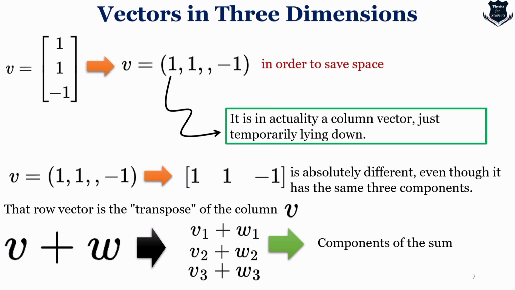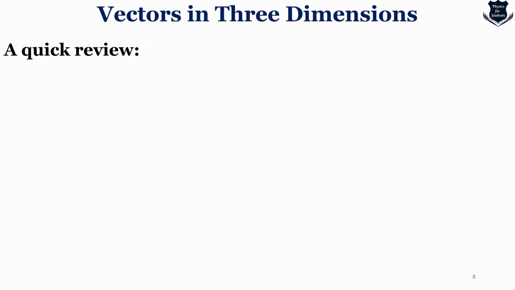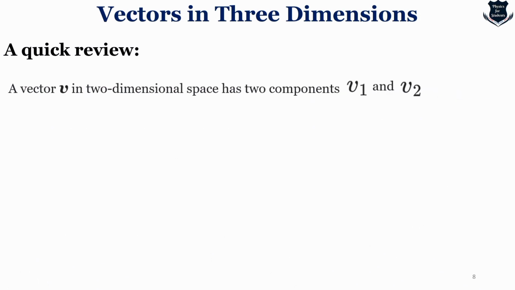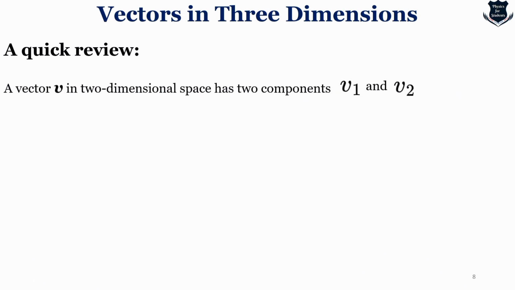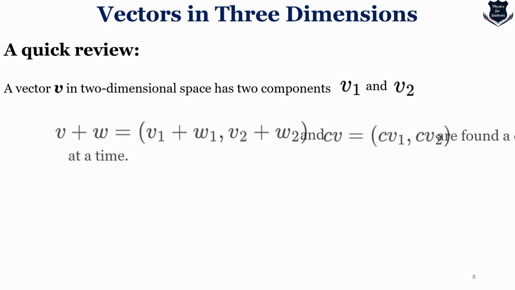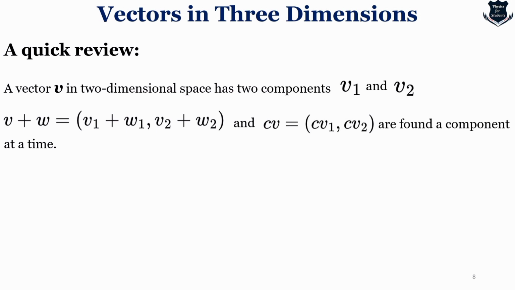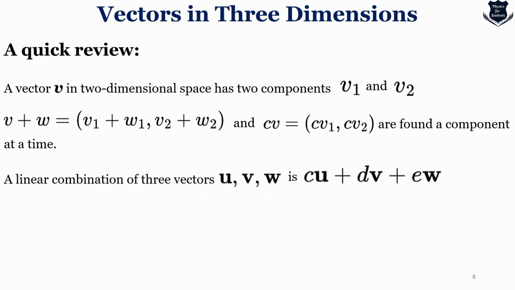Now what we will do, we would like to look into some of the areas or concepts in which we represent data. And let us do a quick review. So we see that a vector v is in 2-dimensional space, v1 and v2, and v plus w can be v1 plus w1, v2 plus w2, and if we put a constant c, it will be cv1 and cv2, found a component at a time.